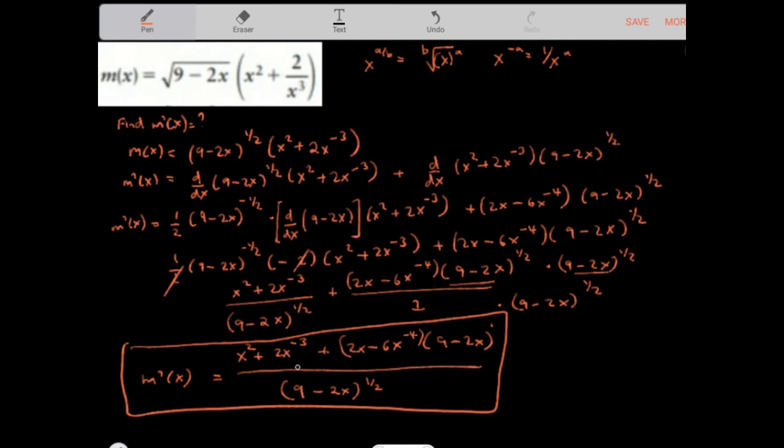If you did want to combine these any further, you could change 2x to the power negative 3 to 2 over x cubed, and 6x to the power negative 4 to 6 over x to the power 4. But beyond that, there really wouldn't be any point in this. You wouldn't be able to factorize it any further, so we'll just stop there.